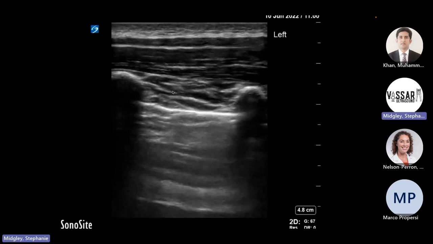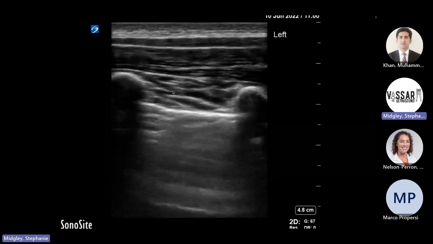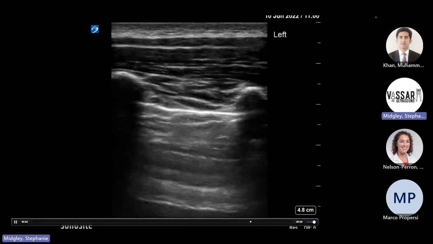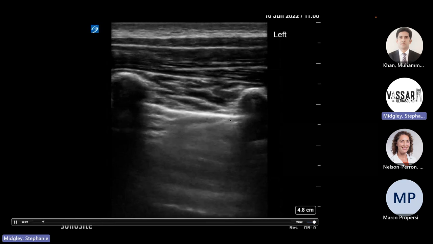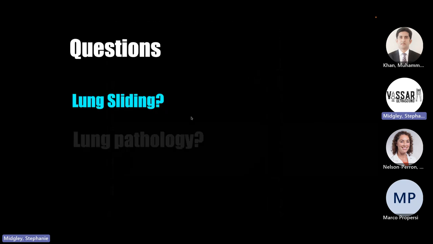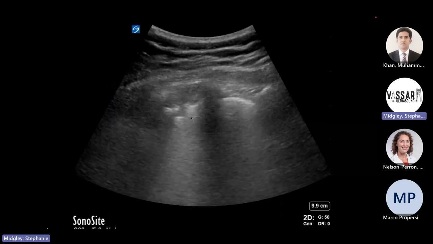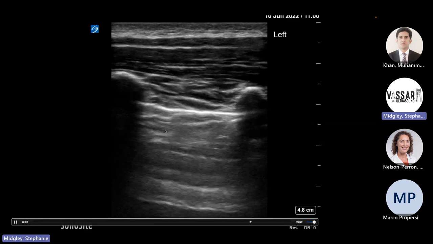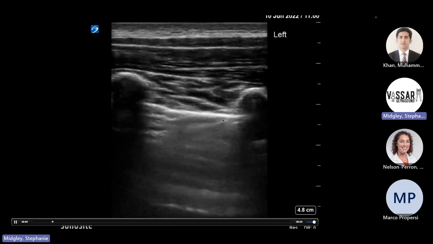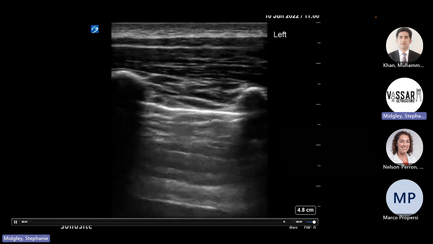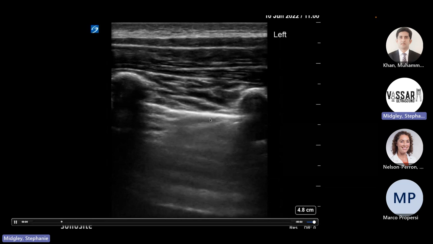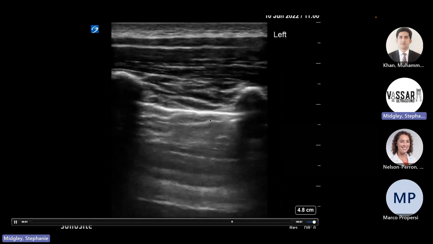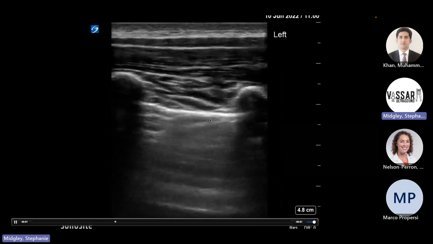What you need to find to say it is a pneumo is this thing called lung point. What's happening is you're getting this interface where it goes from pneumothorax to aerated lung. So where it goes from space between the visceral and parietal pleura to where the two pleuras are now touching each other and they are now sliding.